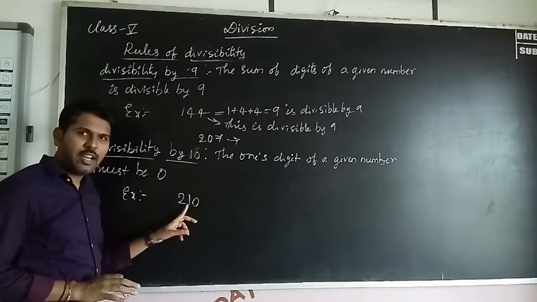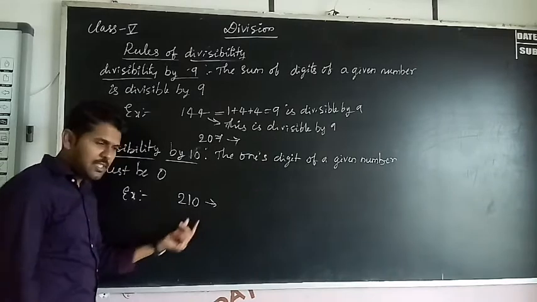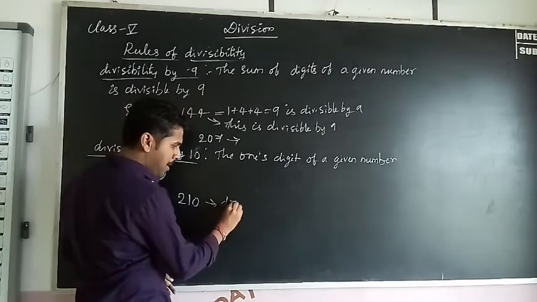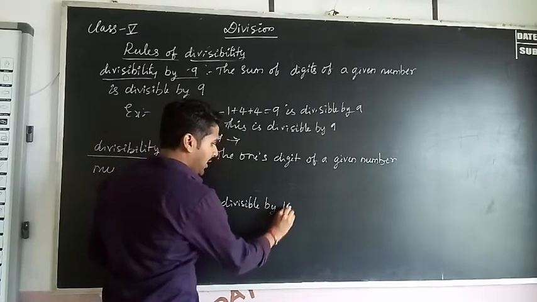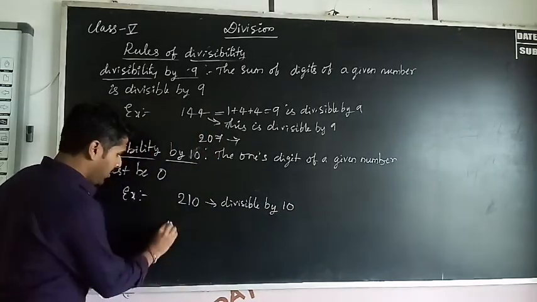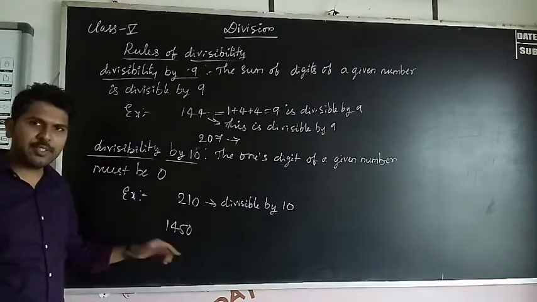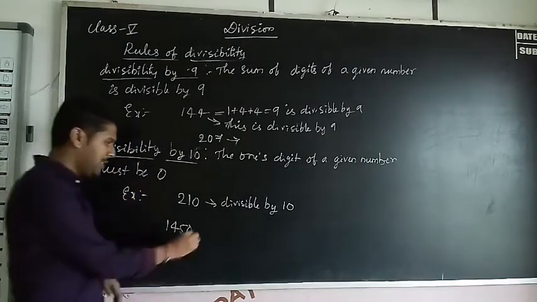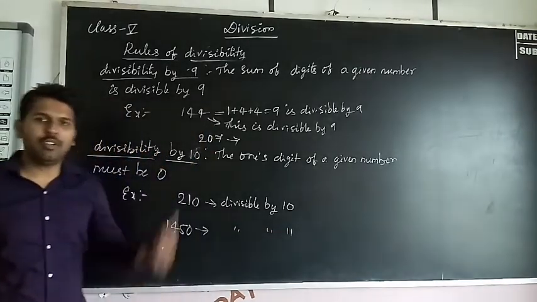10 to the 20, again 1. So here 0 is there. That means this is divisible by 10. Take any number, 450. So here 0 is there, so it is also divisible by 10. Same. So divisible by 10. Understand now all the divisibility rules.